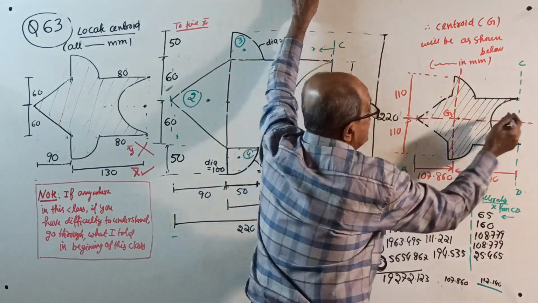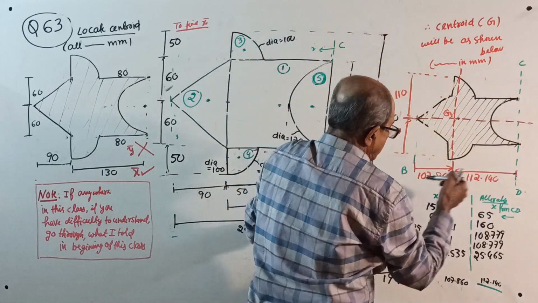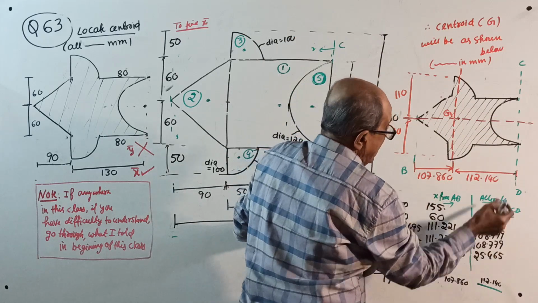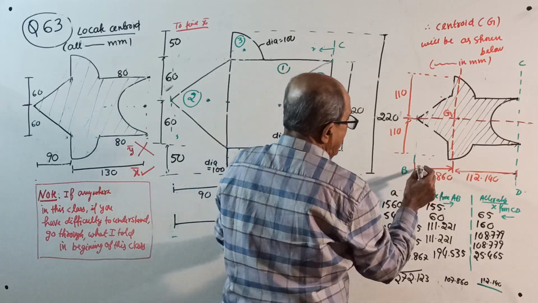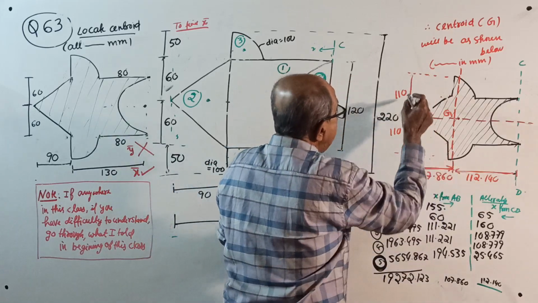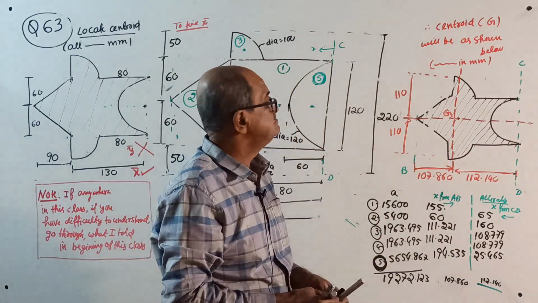Then you do one thing. See, from here, CD, first you get, this is your X bar you got from this side. How much you got? 112.140. From the total 220 subtract, get 107.860, and 110, 110. This is the centroid for the given lamina.